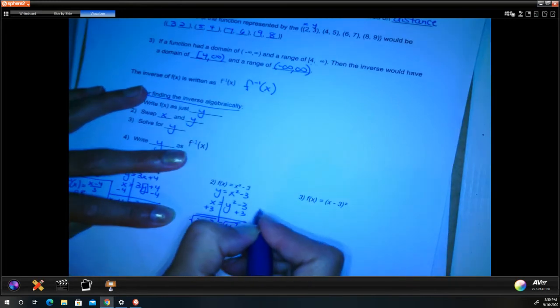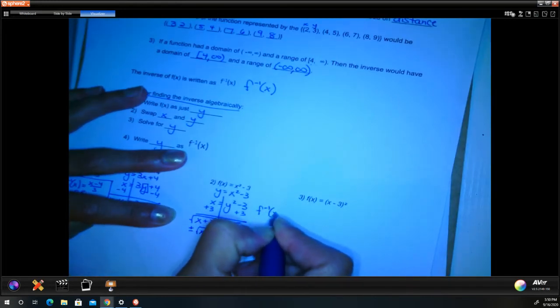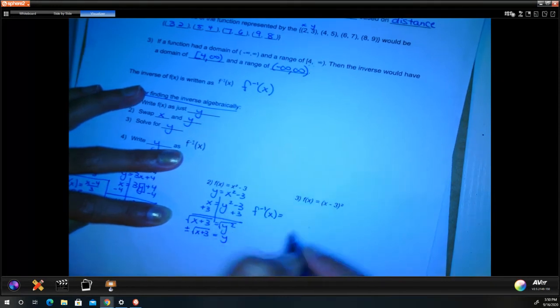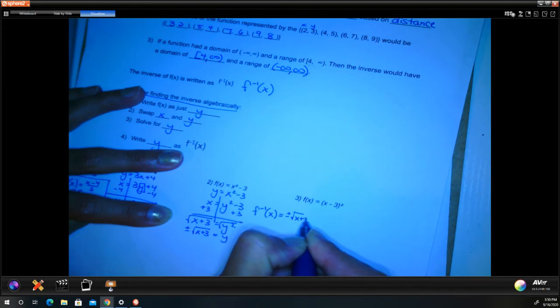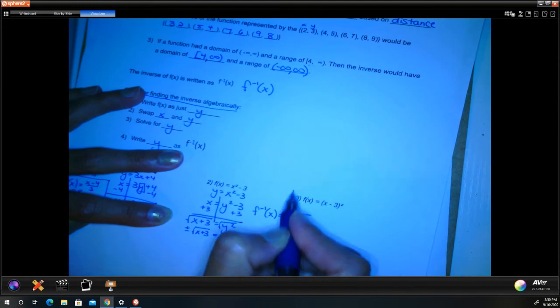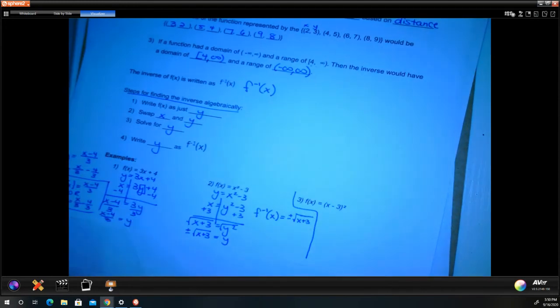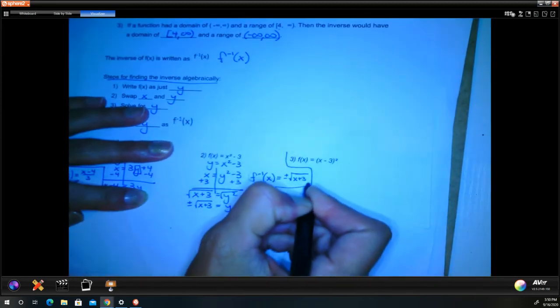So now I'm going to just write it with the function notation. The inverse of f of x equals plus minus square root of x plus 3. And I want to make sure that square root is over everything. All right, let me grab a different color because these are kind of overlapping now. So there's the answer for that one.